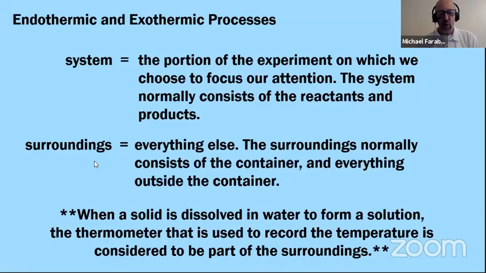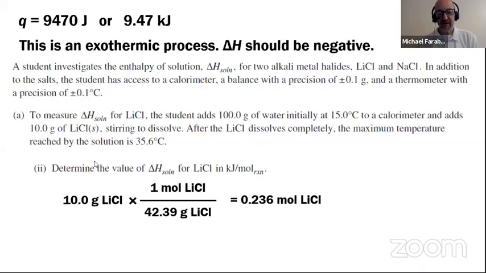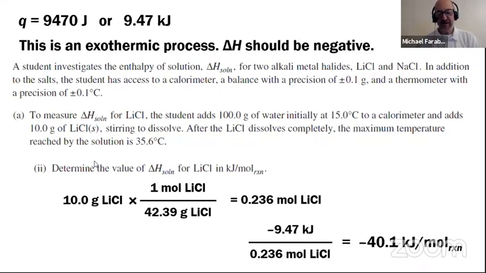Remember, when a solid is dissolved in water to form a solution, the thermometer is considered to be part of the surroundings. And the surroundings got warmer. It's an exothermic process, so delta H should be negative. The correct answer is not 40.1, but rather negative 40.1. And you could say kilojoules per mole or kilojoules per mole of reaction.